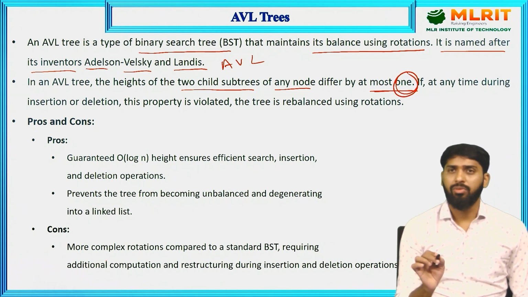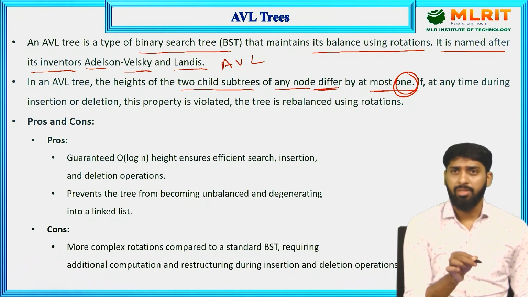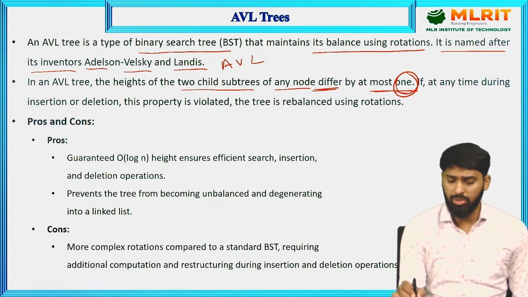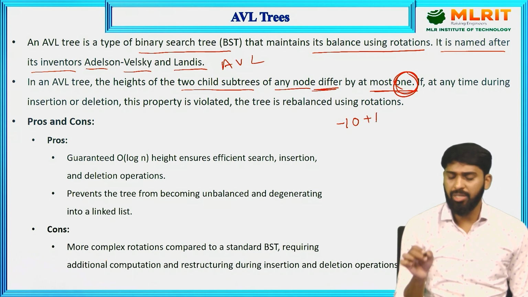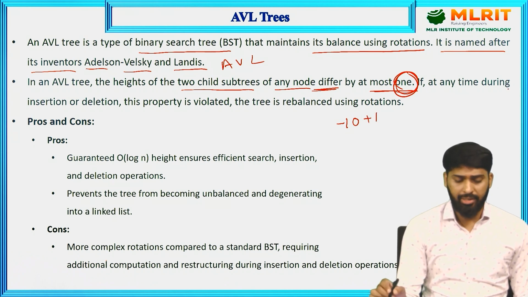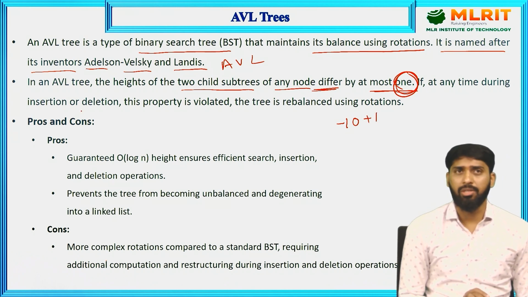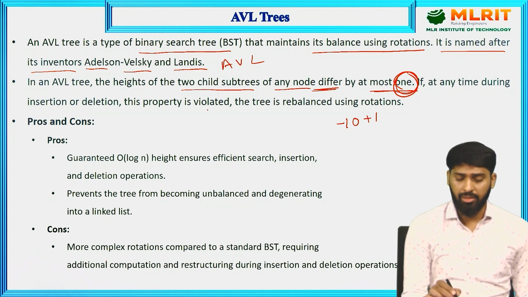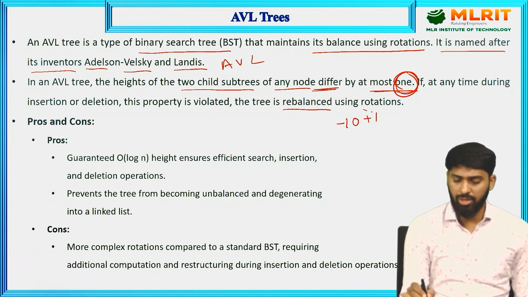At most one. When you insert or delete an element from an AVL tree, you check whether the tree is balanced or not. Balanced means the difference between the left subtree and right subtree is at most 1. At most 1 means it may be minus 1, 0, or plus 1. If at any time during insertion or deletion this property is violated, the tree is rebalanced using rotations.